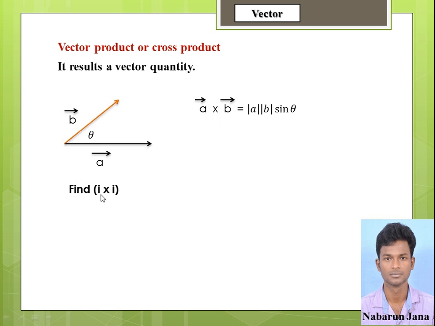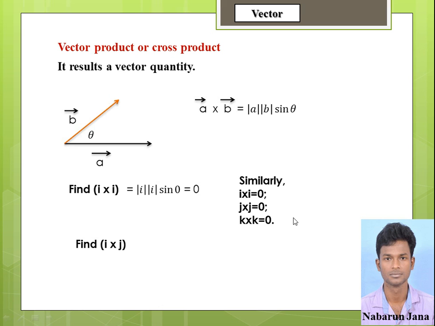Can you find i cross i? Yes, you can find it, equal to mod i into sine of the angle between i and i. Both are the same, so the angle between them is 0, so it will give you 0. From this, the cross product of similar vectors is 0. So i cross i equal to 0, j cross j equal to 0, and k cross k equal to 0.